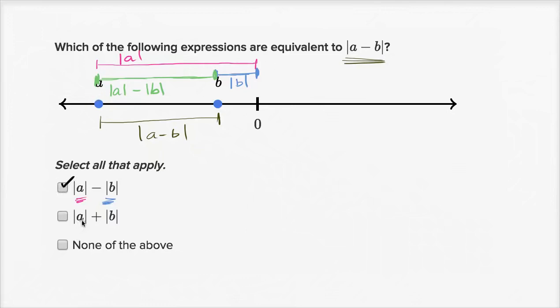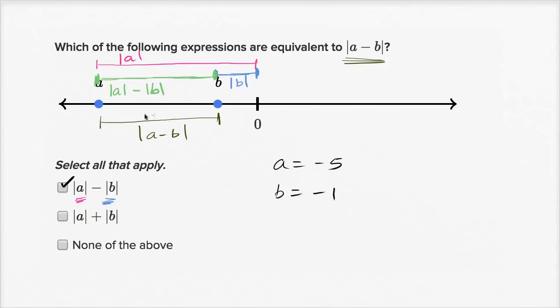Now, what about the absolute value of a plus the absolute value of b? Well, that would be taking this magenta distance, absolute value of a, and then adding it to this blue distance, that absolute value of b. So this would give you a larger distance than the distance between those 2 points. Or you could try it with numbers. Imagine a world where a is equal to -5 and b is equal to -1.